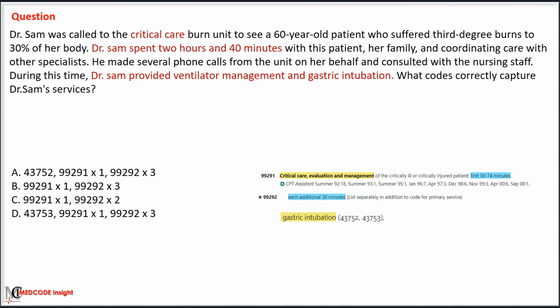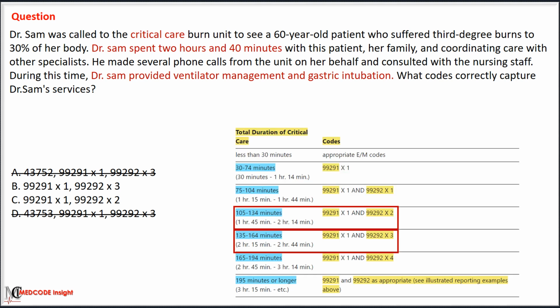In the given scenario, the patient is receiving services in the critical care burn unit, where the doctor spent 2 hours and 40 minutes with the patient providing ventilator management and gastric intubation. We first eliminate options A and D, as codes 43752 and 43753, both used for gastric intubation, are already included in the critical care service. Therefore, they cannot be used in conjunction with code 99291.